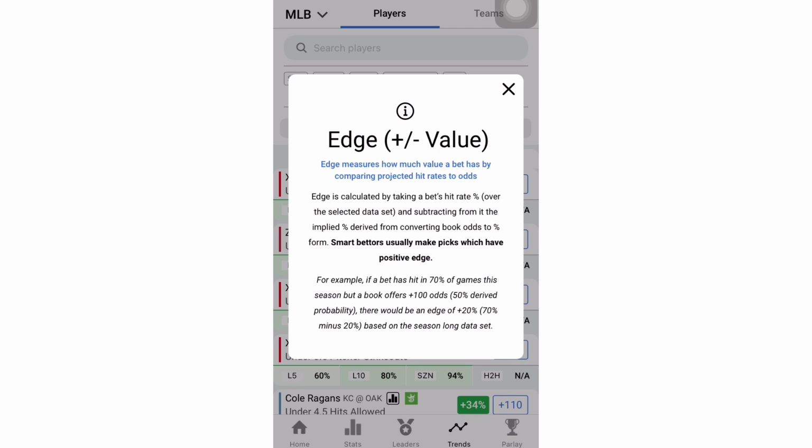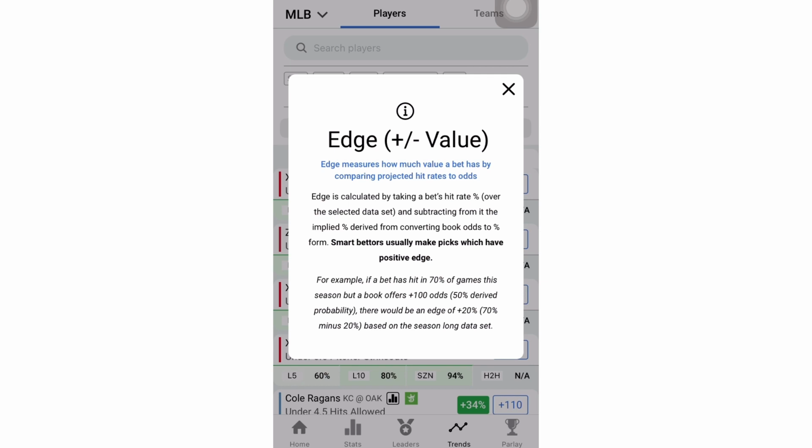So in this example, they say that if a bet has hit in 70% of games this season and a sportsbook is offering plus 100 odds, which obviously means that the sportsbook is putting it at about a 50% chance of hitting, then there would be an edge of plus 20%. It's hit in 70% of games for the season, the sportsbook is saying the offered odds for that game is about 50%, and so the edge would be 20%.